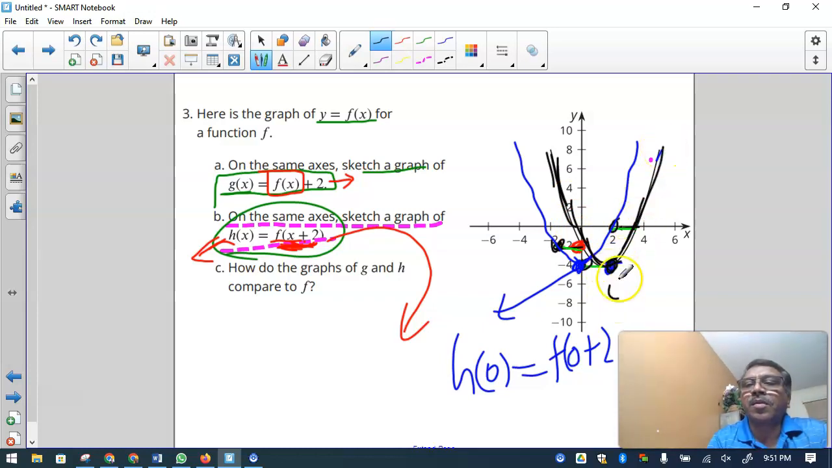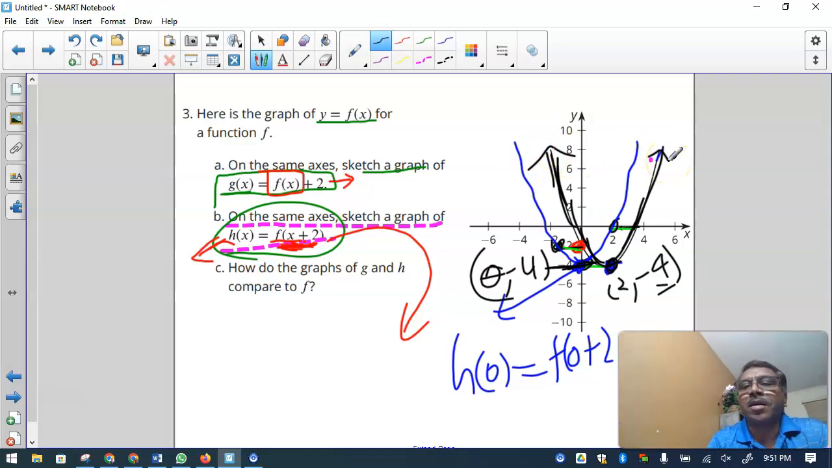This one is 2 minus 4. So both have the same. This also is minus 4. This also is minus 4. So that's 0 minus 4. So both have the same output, but then the black graph is 2 units later. And that's why I say there's plus 2 here. So this is the answer.